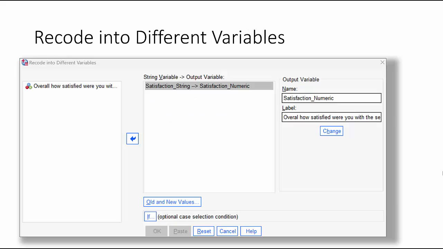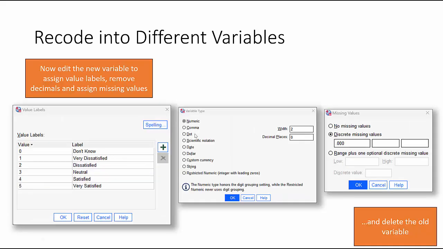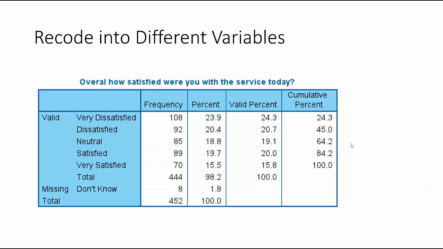And lastly, a quick recap on that procedure. We used recode into different variables to create a new variable which we called satisfaction numeric, and we copied and pasted across the variable label and attached that. Then we once again very carefully typed out the string descriptions in the original string variable and assigned new numeric codes for those, before finally attaching value labels, changing the width and removing decimal places, and attaching a missing value of 0 to that, deleting the old variable, and then just checking to make sure that the new variable that we've created works.